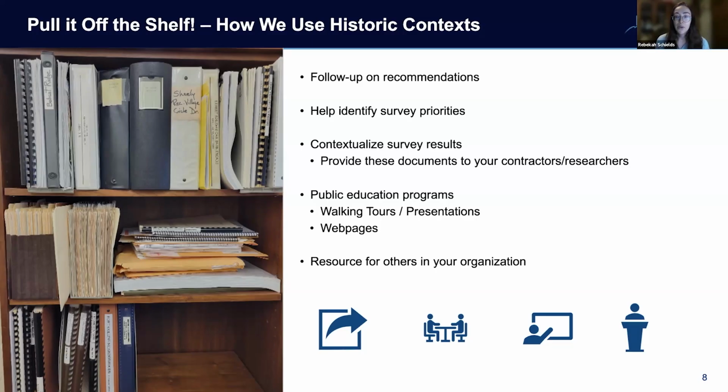When you're planning a new survey or a new context study, consider the information that you already have. What property types are missing from context studies? What groups of people aren't represented? Do all your contexts end at 1945 and maybe you need some information about mid-century properties?